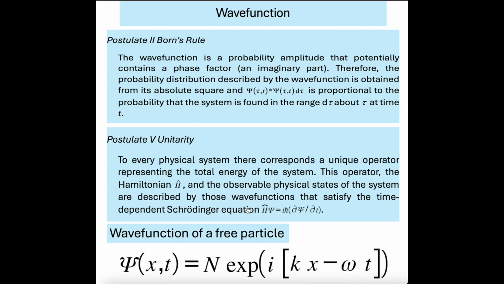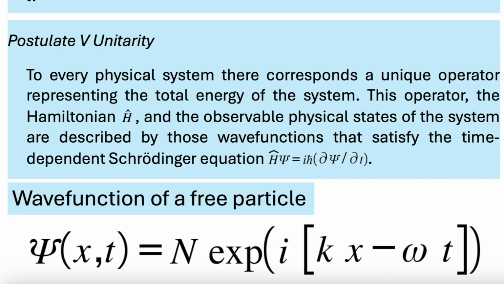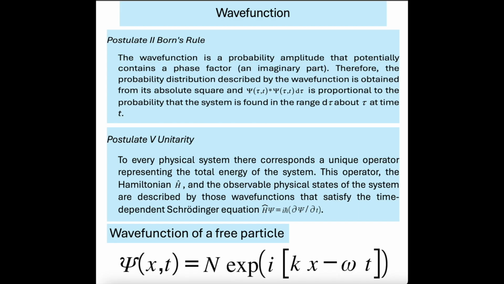Now, the wave function also is important. If we go back to postulate 5, the unitarity postulate, it says that for every physical system, there corresponds a unique operator representing the total energy of the system. This is so important as an operator that we'll give it a special name, the Hamiltonian, and the observable physical states of the system are described by those wave functions that satisfy the time-dependent Schrödinger equation.